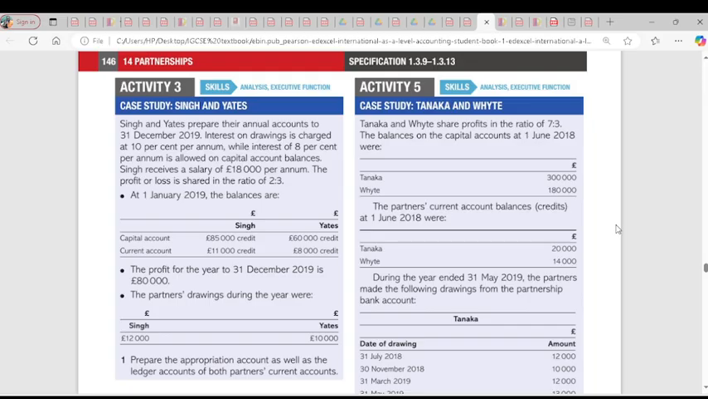The current account for White is 72,648. So the debit side is smaller than the credit side, so it will give us our balance carried down. Perfect. Is it clear? So that is activity 1 and 5.